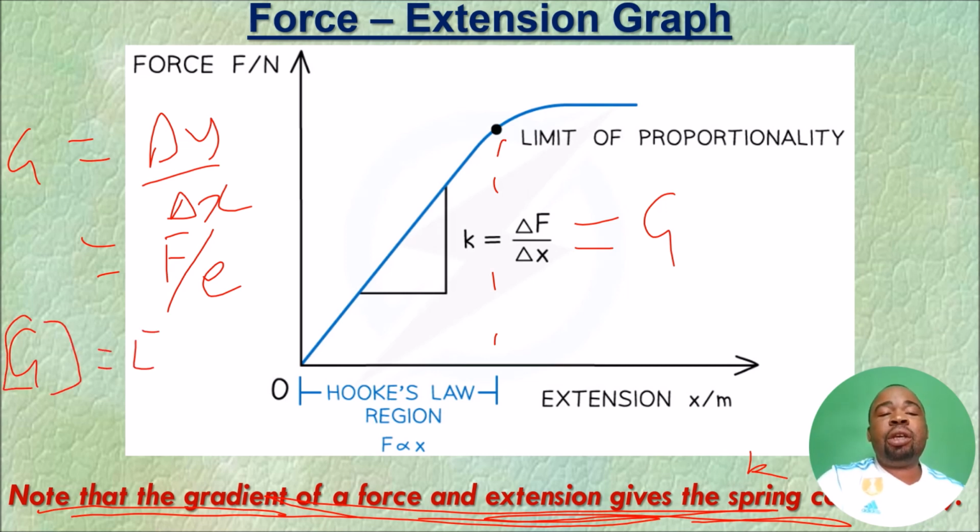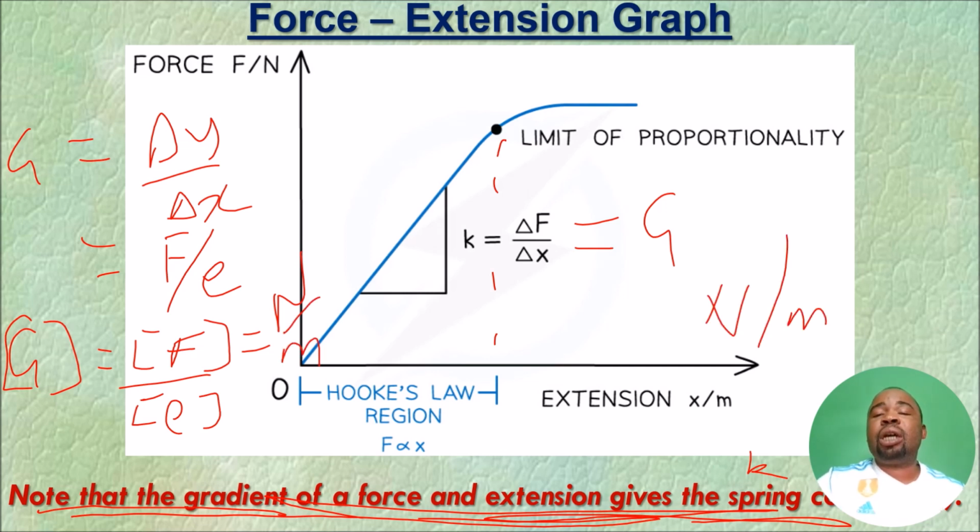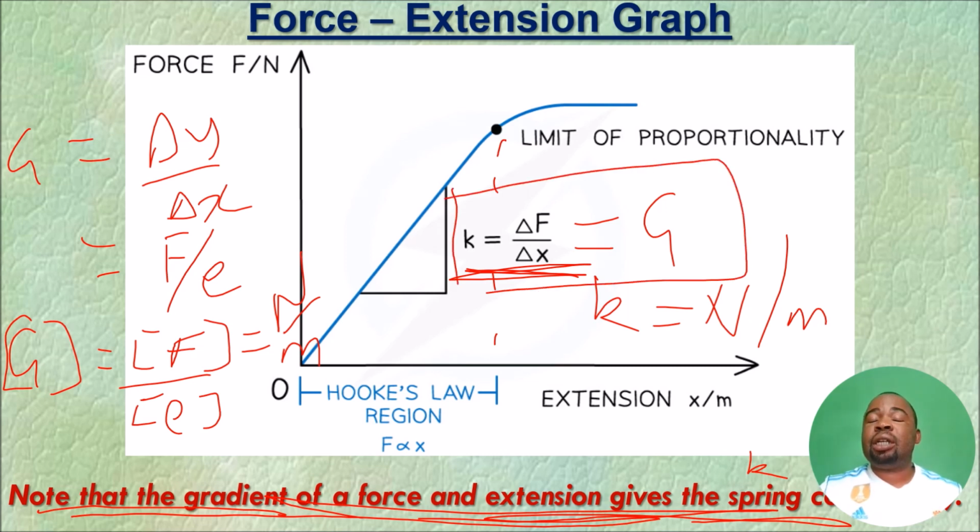So what are the units of gradient? The units of gradient must be equal to the units of a force divided by the units of extension. And we noted that this is a Newton and this is a meter. What is a Newton per meter? This is the unit of spring constant. So our gradient is always equal to the spring constant. You will get questions like, use your graph to determine the spring constant. They won't say calculate the gradient. They'll say use your graph to determine the spring constant. What do you do? You use this gradient property. The gradient of a force extension graph gives us the spring constant. I'll use an example to solve this problem.